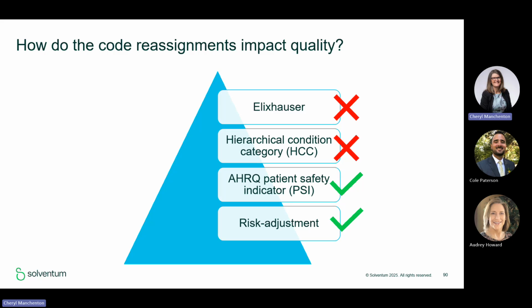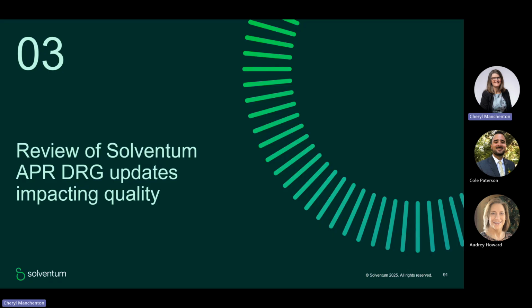Honestly speaking, it's been on the list a long time. And as Audrey will tell you, there's not been a change to this list in years. So why now and why this code? I just don't know. Like I said, I think it probably has a bigger impact on quality than it did on reimbursement. So not all changes were good changes on quality. So we're going to transition now to the Solventum APR DRG changes that are DRG updates that might impact quality.